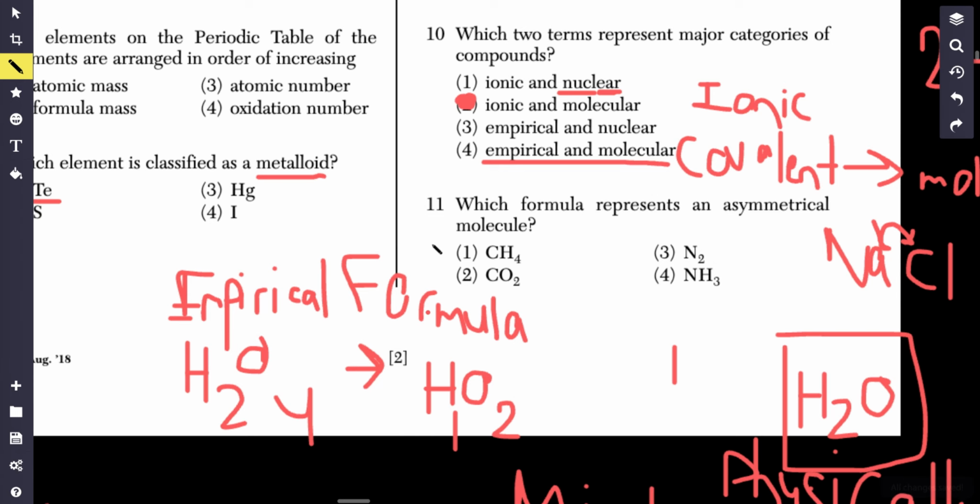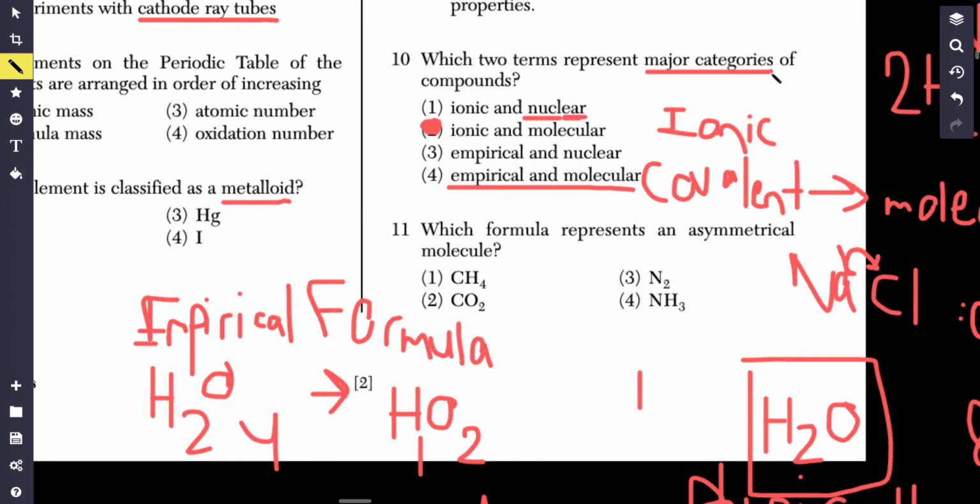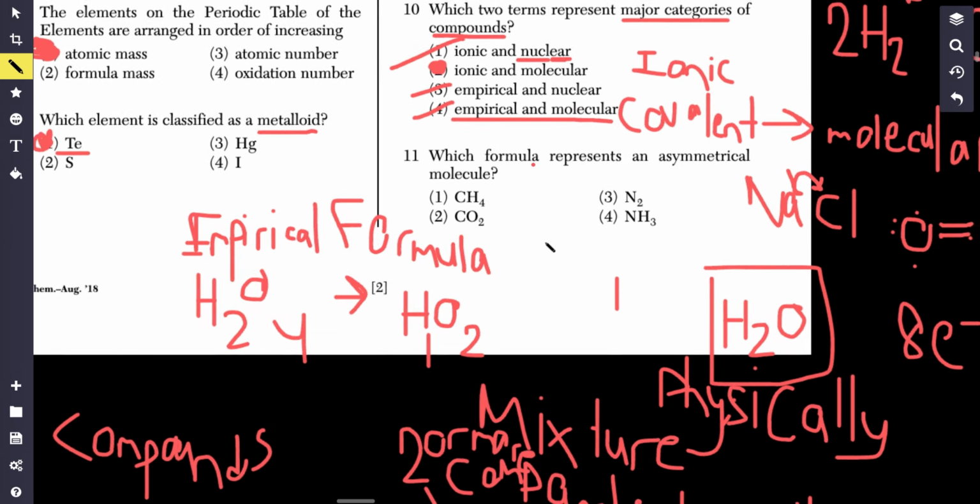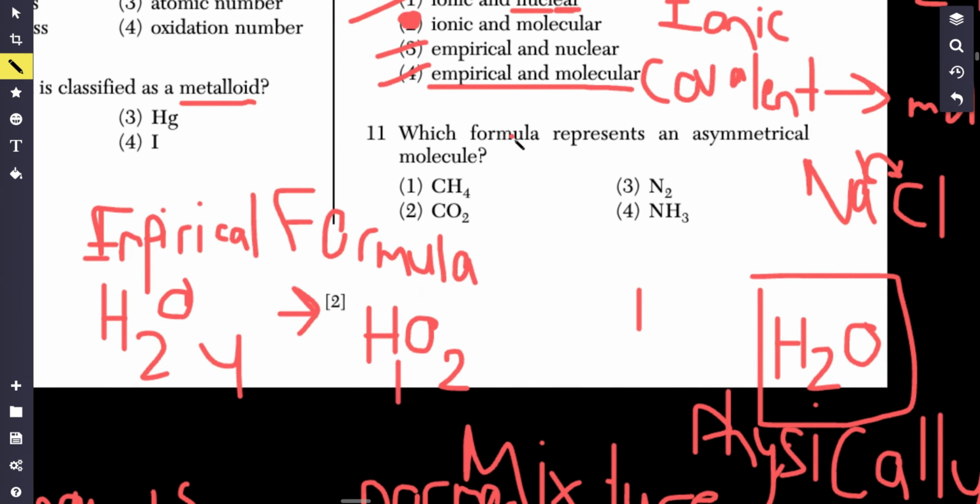But this isn't the major category, right? This just represents a simplifying way, I guess, to represent a molecule, but it's not really a major category of compounds, right? It's just a way to simplify compounds, but it's not actually a category of it. So the empiricals we can get rid of. Nuclear, I don't even know what that is. So yeah. Which formula represents an asymmetric molecule?